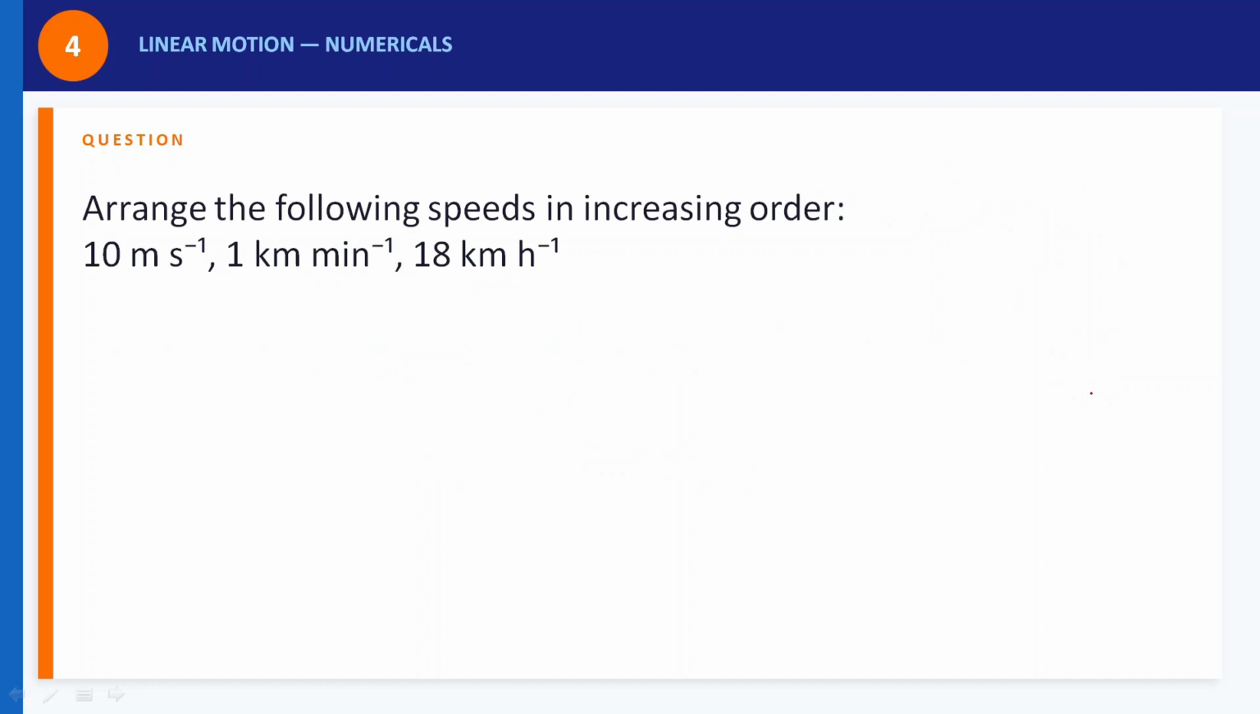Arrange the following speeds in increasing order. So definitely we have to convert into the same system of unit. Then only we can identify which one is more, which one is less. So the first one I do not convert here. This one I will convert, and this first one as it is, 1 kilometer per minute.